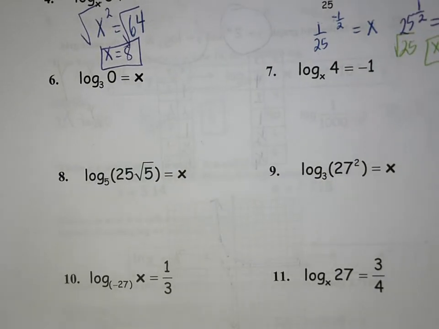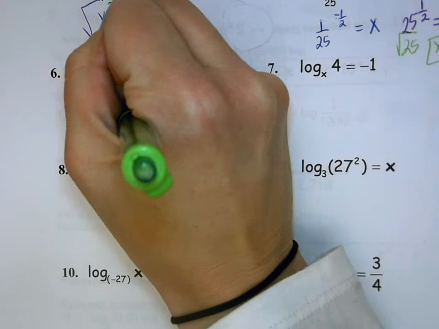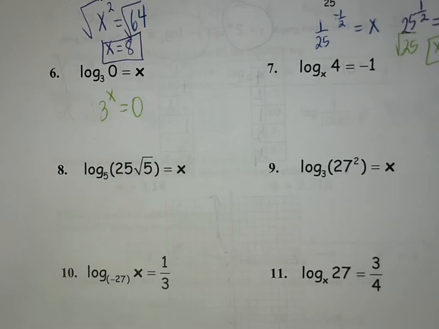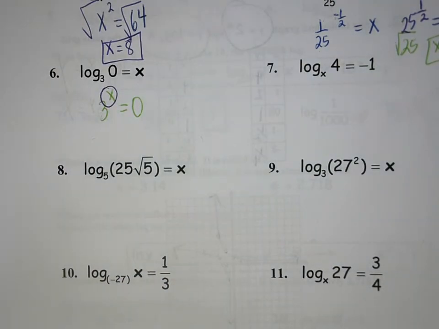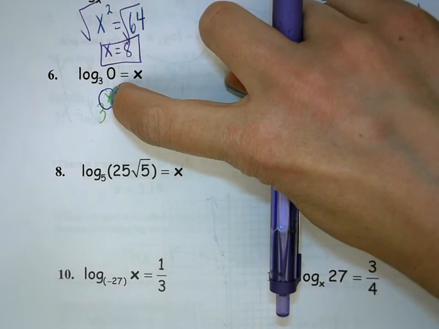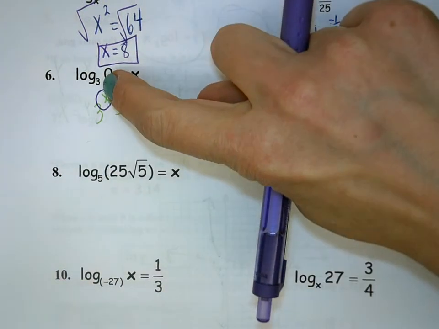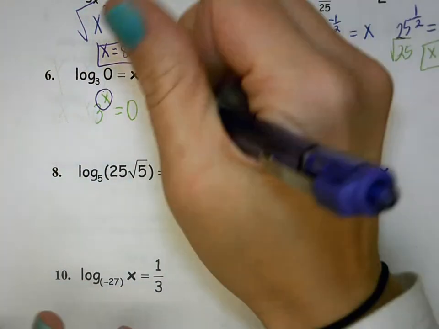Okay? All right, example 6. Again, I'm pulling a popsicle stick, and I want you to tell me how to change this to exponential form. Giovanni. Perfect. 3 to the x power equals 0. Is there any value that I can put in for x that would end up giving me 0 as an answer? If I plugged in 1 here, 3 to the 1 equals 3, not 0. If I plugged in 0, 3 to the 0 equals 1, not 0. No solution. So it's no solution.